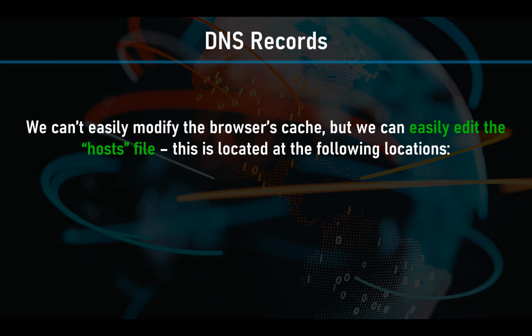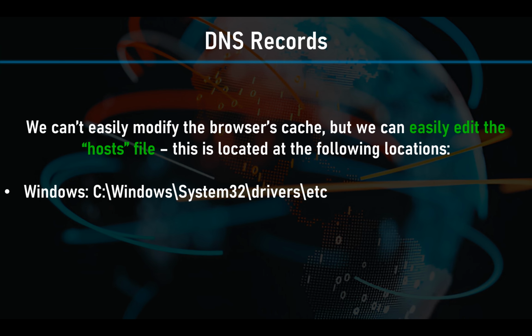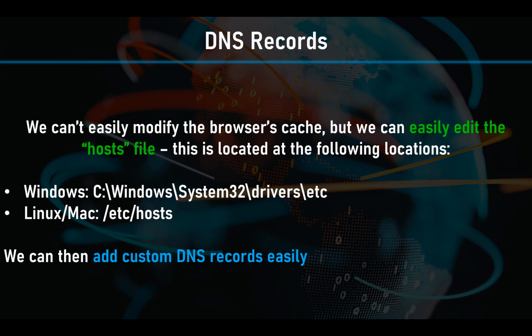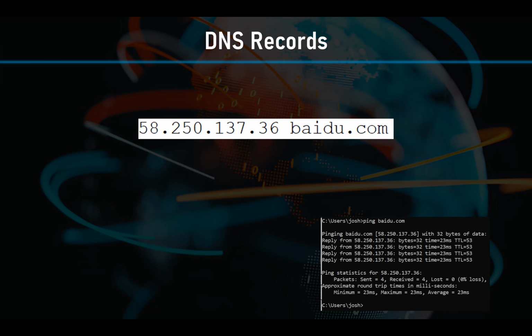So this is actually a bit more difficult now. We can't easily modify the browser's cache, but I guess we can fairly easily edit something called the hosts file. This is located at the following location. On Windows, it's in Windows System32; on Linux, Macs, etc., it's in /etc/hosts. Then you can add custom DNS records easily.